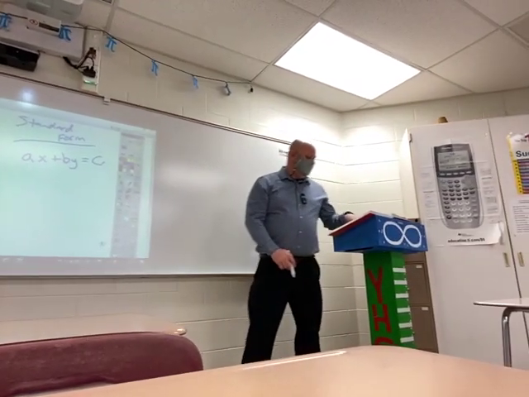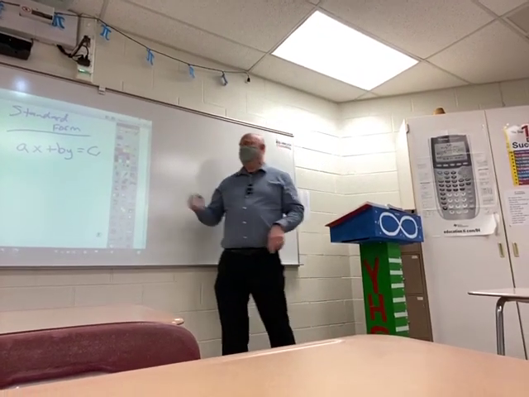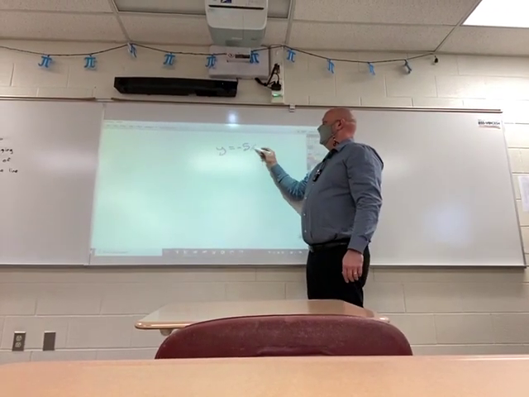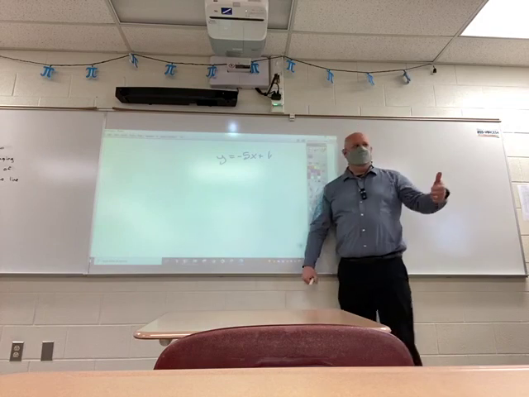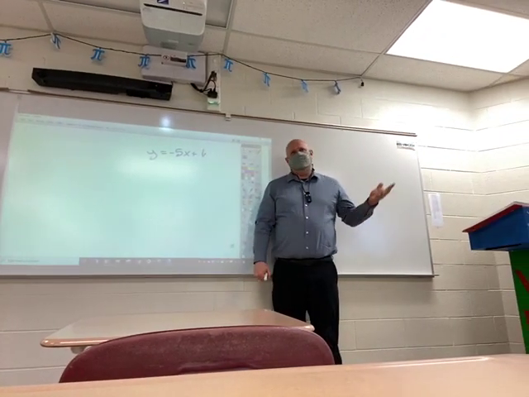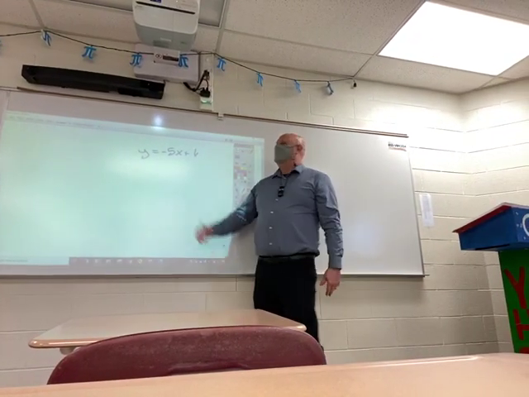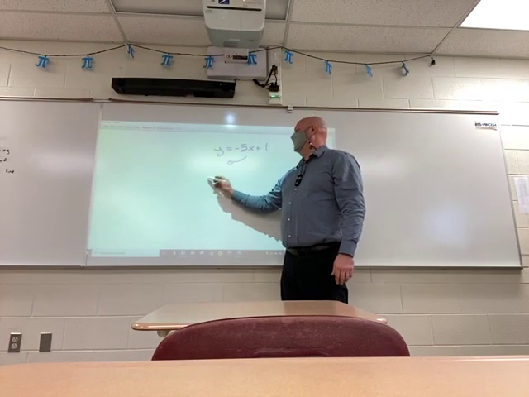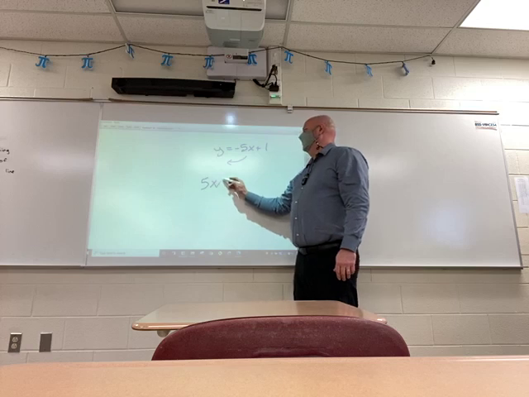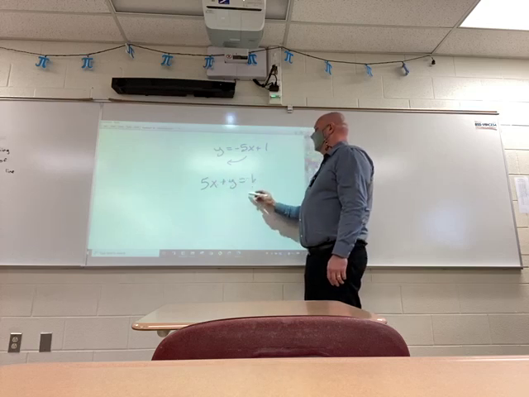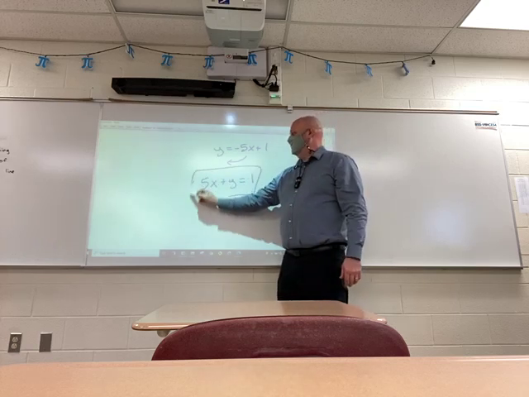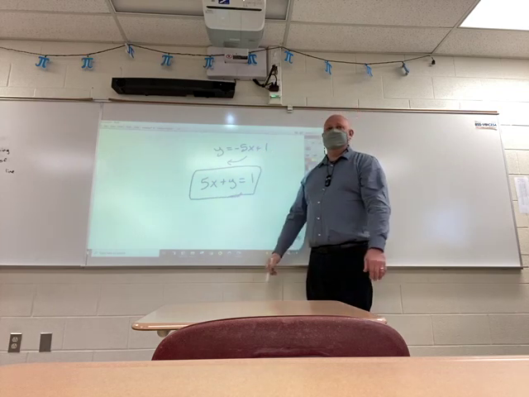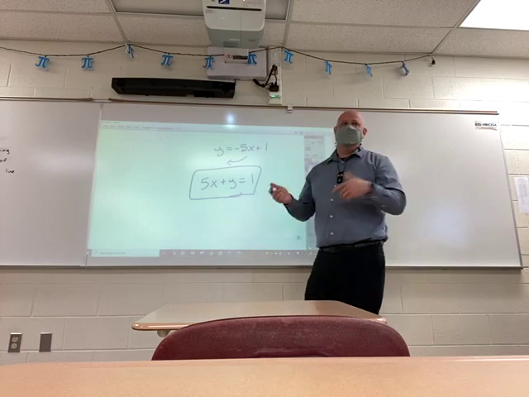So like number 8, is that linear? It says y equals negative 5x plus 1. Is that linear? Yeah, that's in slope-intercept form, isn't it? The only thing I would do to put it in standard form is move the 5x back to the other side. This is standard form. This is slope-intercept form. It's just, again, moving stuff around.